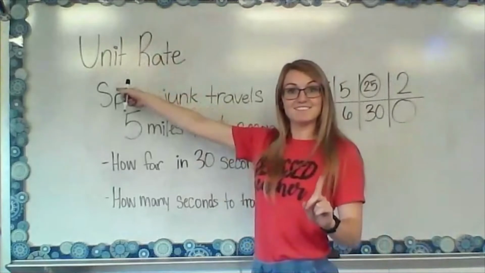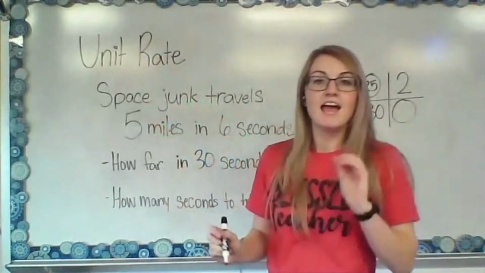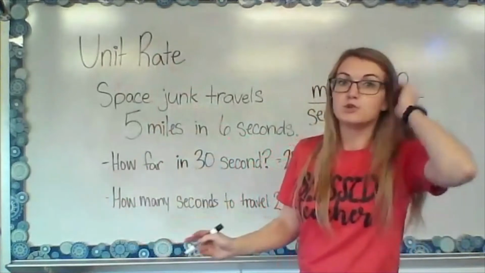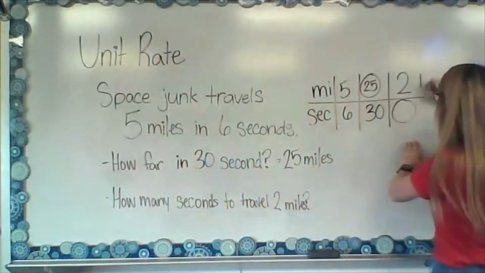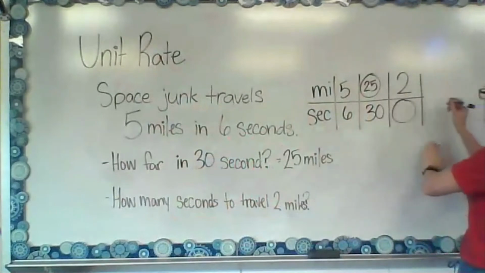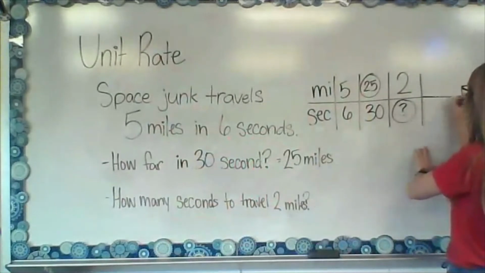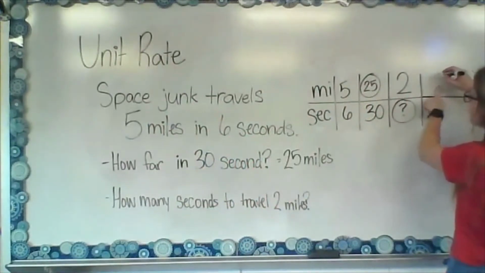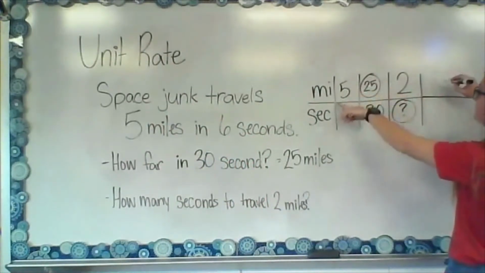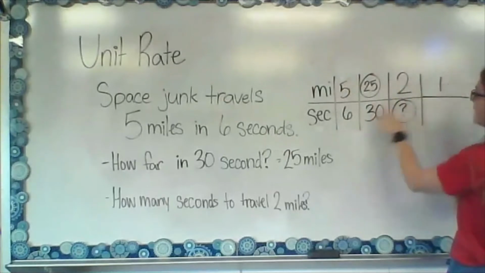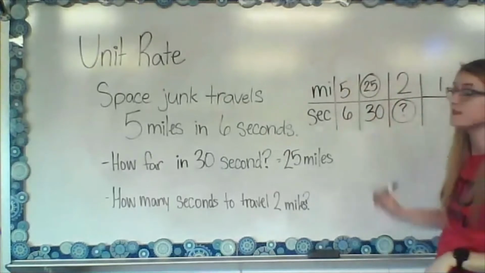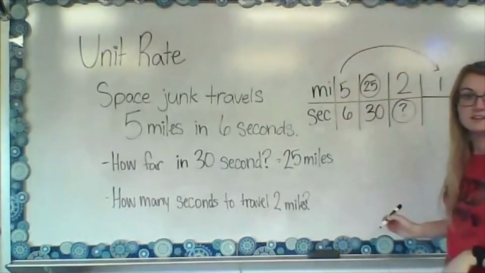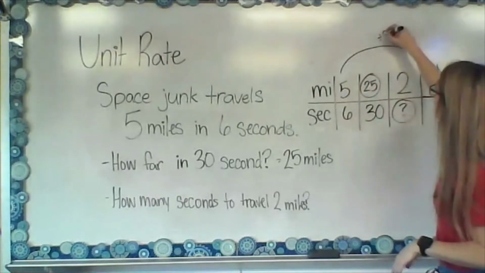The unit rate, right? Because remember I said, once you figure out how many are going to 1, you can find any number you want. So we're going to have to make another column in our table. Can you still see it? Kind of. Okay, this is the question mark. That's what we're trying to figure out. Okay. Well, 1 mile is going to take how many seconds? All right, how do I go from 5 to 1, divide by 5?